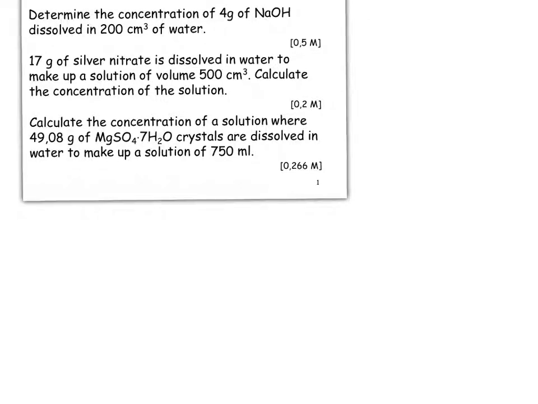If we're going to determine the concentration of 4 grams of sodium hydroxide dissolved in 200 centimeters cubed of water, I first need to change that into 0.2 decimeters cubed, and I need to get the molar mass because I've been given a mass of sodium hydroxide. So that's 23 plus 16 plus 1, which turns out to be 40. So number of moles is equal to mass over molar mass, which is equal to 4 over 40, which becomes 0.1 moles.